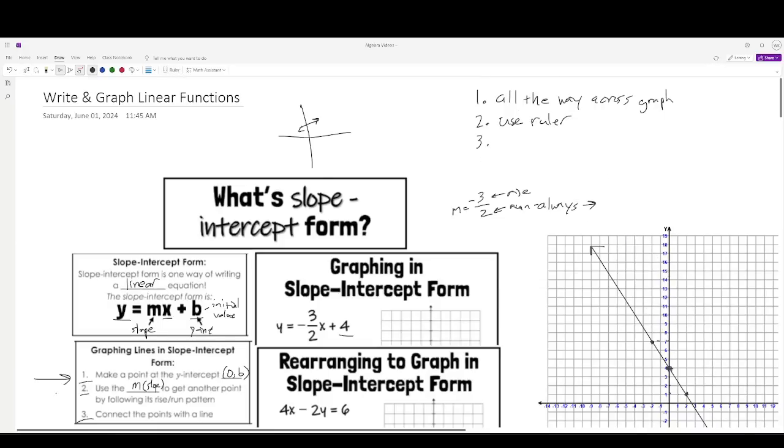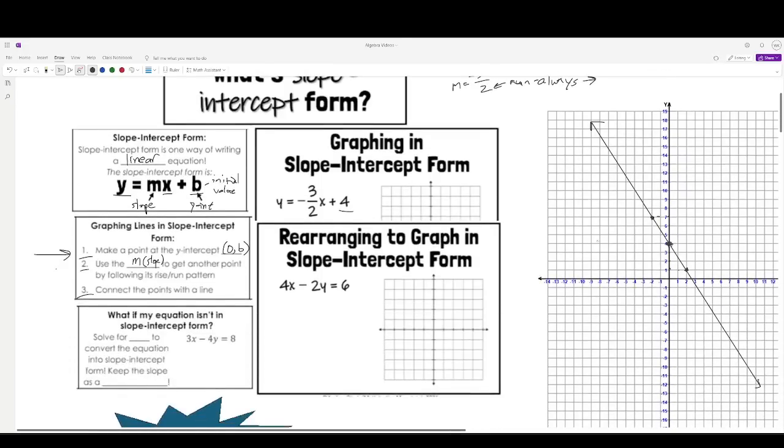Number 3 is they have arrows, so always add arrows. The arrows represent that lines go on forever. They don't just end where you stop drawing it. You may have noticed that in Desmos, when you draw a line, there are no arrows at the end, but that's because you can always zoom out and the line actually does go on forever because it's digital. So you can zoom out forever and the line always goes to the edge of the graph.